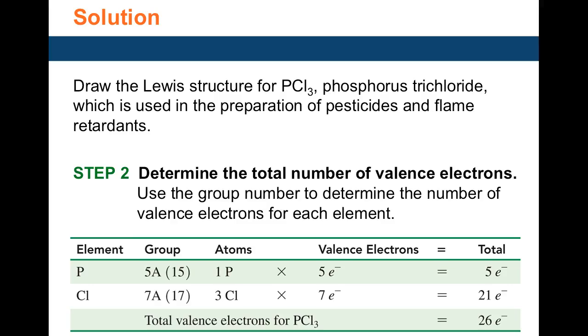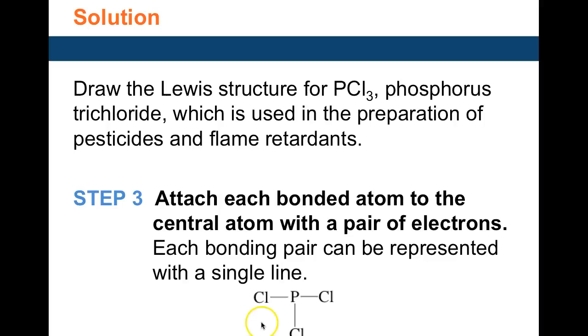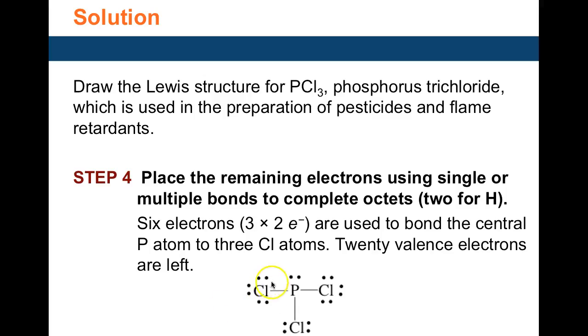Then you come back here. You had already used up 6 for making the bonds between phosphorus and chlorine, which left you with 20. Once you used up 18 more electrons to form the octets for chlorines, that left you with 2 electrons. Any remainder of electrons after you make octets for the side atoms, the surrounding atoms, goes on to the central atom. So phosphorus ends up getting those 2 electrons. So all are now happy. You have 2, 4, 6, 8 for each chlorine, and then phosphorus is 2, 4, 6, and 8.